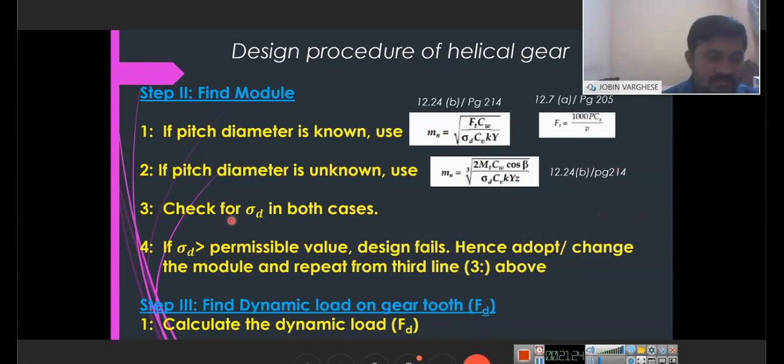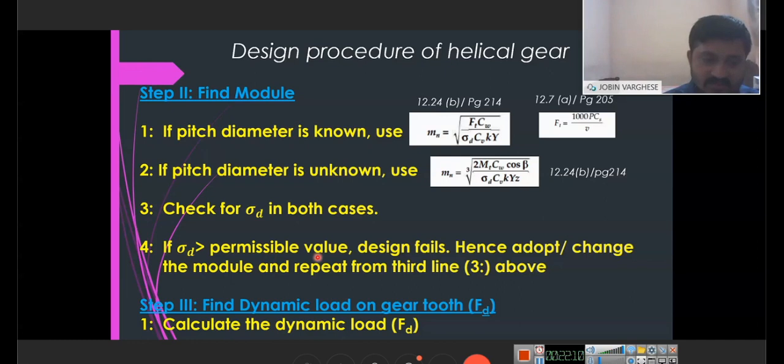Then check sigma d in both cases. That is the static stress we have to find. Sorry, the dynamic stress we have to find in the case when it is in a rotating condition. The permissible value is the stress already given, mostly in the question. That is, the maximum stress the gear can handle is up to this many Newton per millimeter square. If the calculated sigma d is greater than that, then the design will fail. The design stress should always be less than the permissible stress. That is the condition. So, sigma d always greater than the permissible value means the design fails.